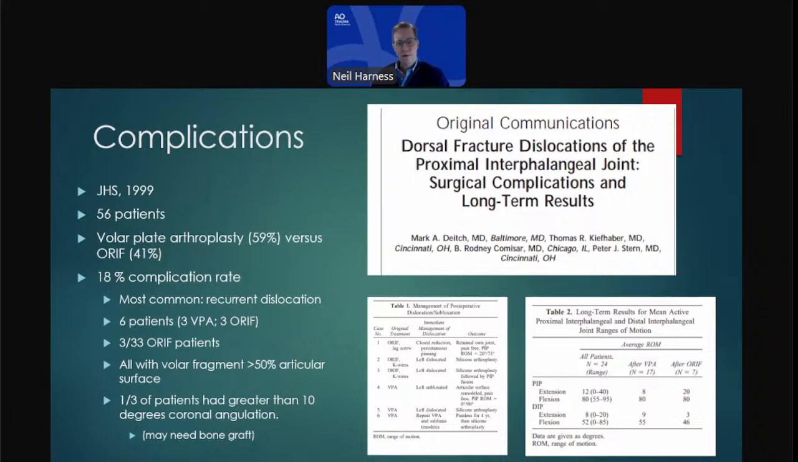They had an equal number in both groups, 3 patients in each, so 3 out of 33 ORIF patients had recurrent dislocation. And all of those patients that failed, whether it was in the volar plate arthroplasty or ORIF group, had volar fragment fracture percentage greater than 50% of the articular surface. And interestingly, a third of the patients had greater than 10 degrees of coronal malalignment on their original x-rays. So their take on it was that that coronal malalignment may be a clue that there may be more articular depression and there may be a need for bone graft intraoperatively for those patients.